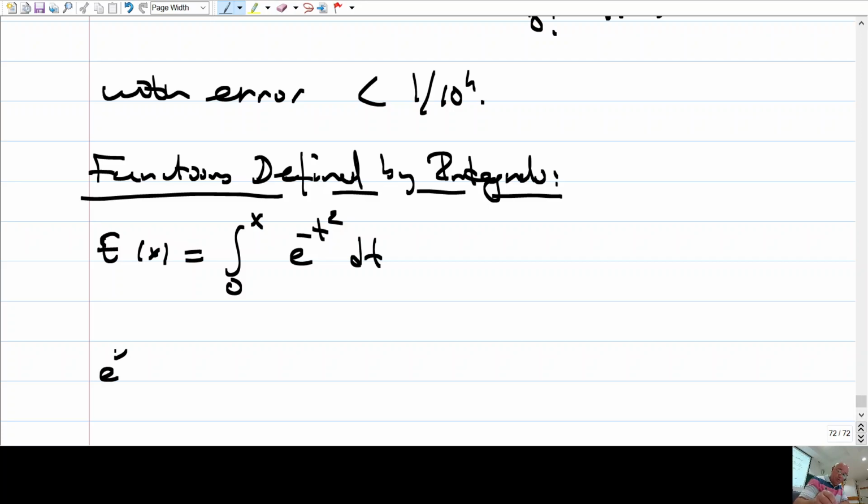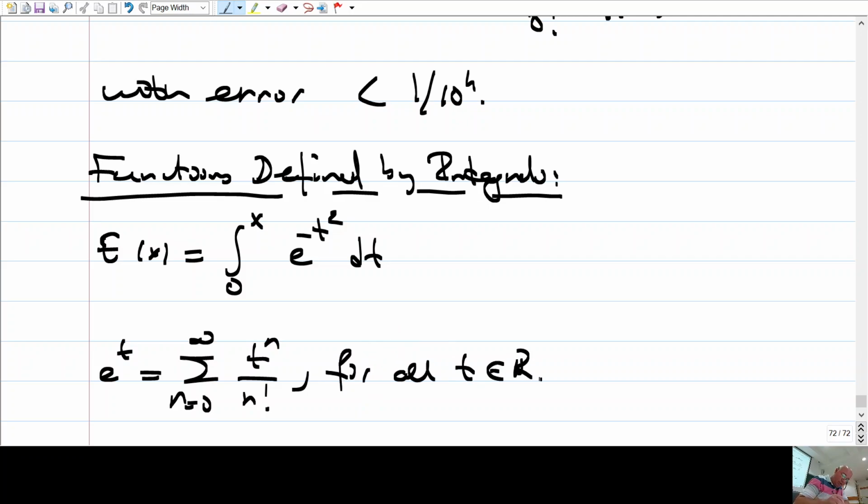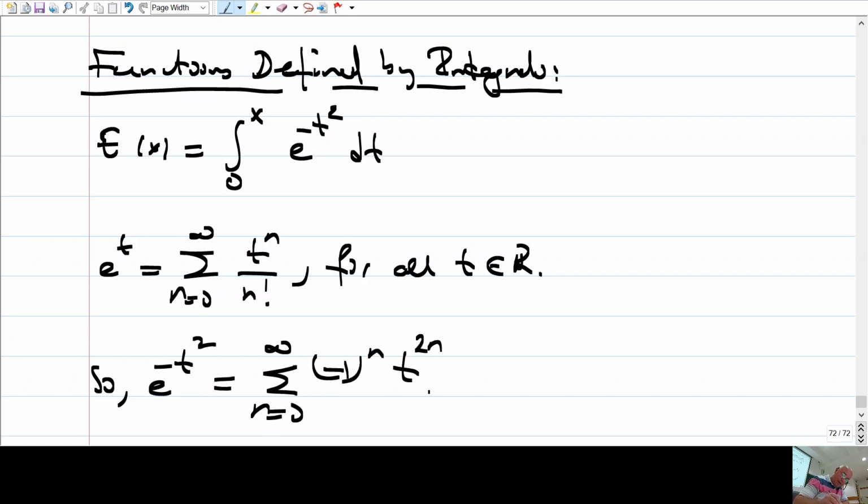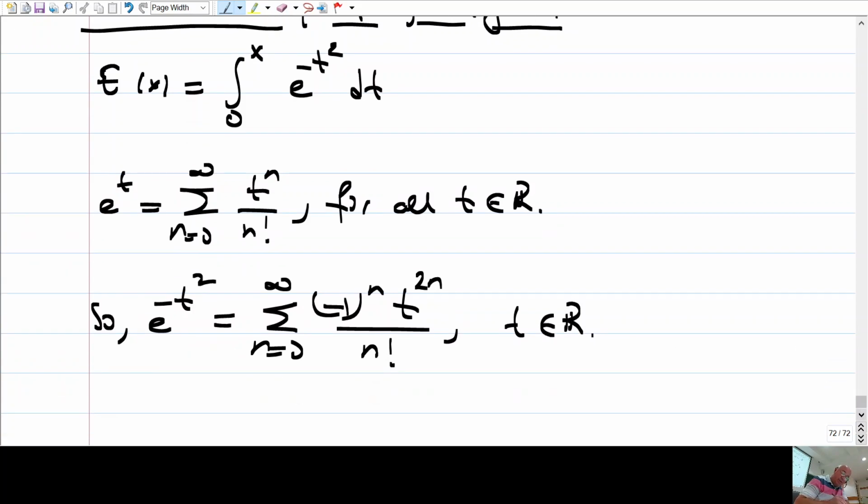How? Well, e to the power t is just what? The sum of t to the power n over n factorial, from n equals 0 to infinity, and this is true for all t in R. So e to the power minus t squared is what? The sum of minus 1 to the power n t to the 2n divided by n factorial. And this is again true for all t.